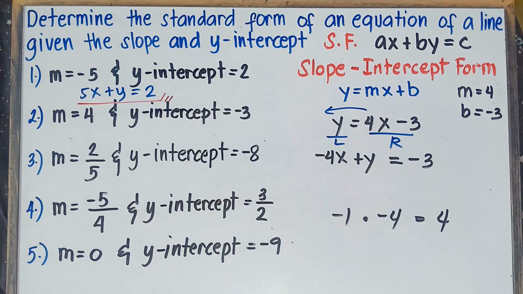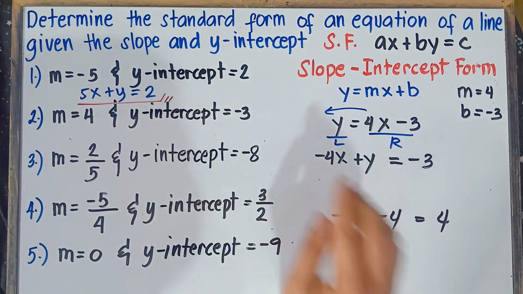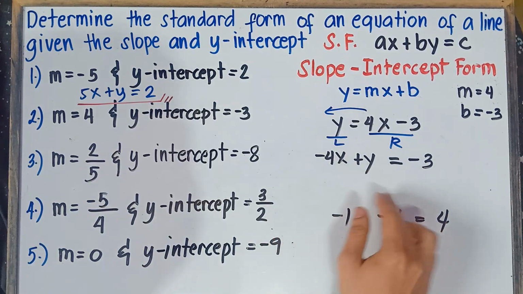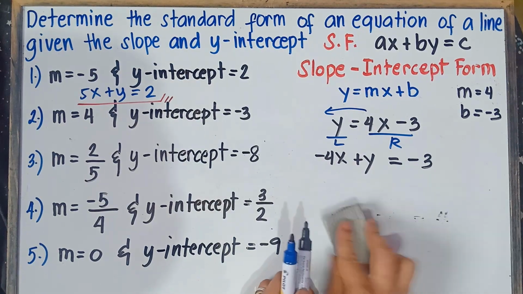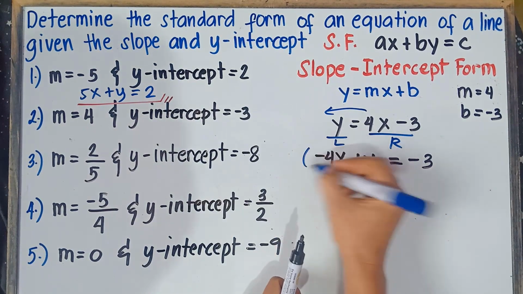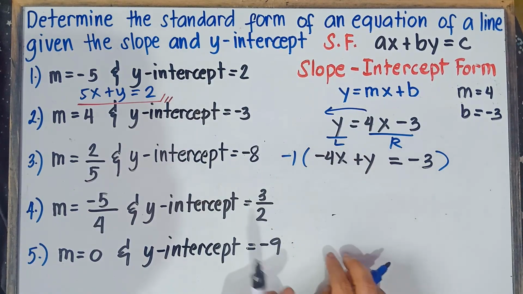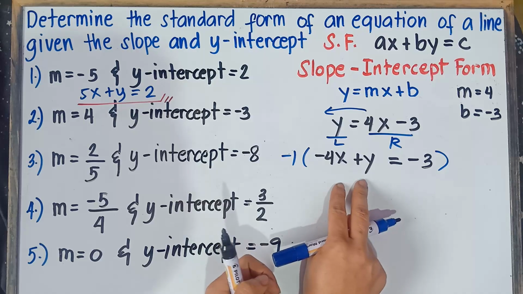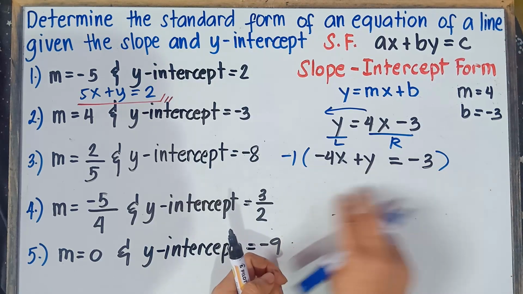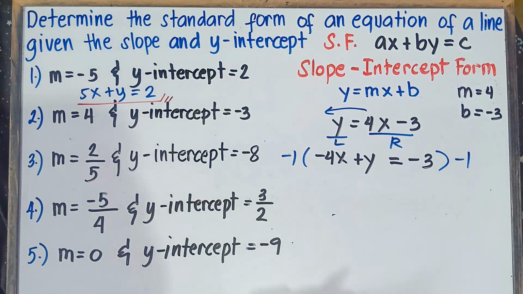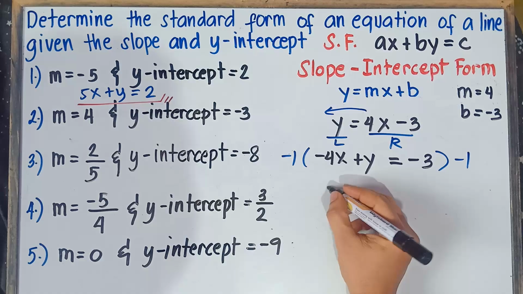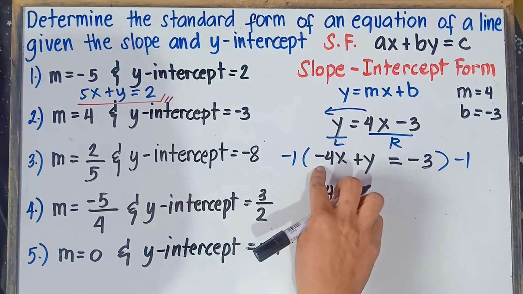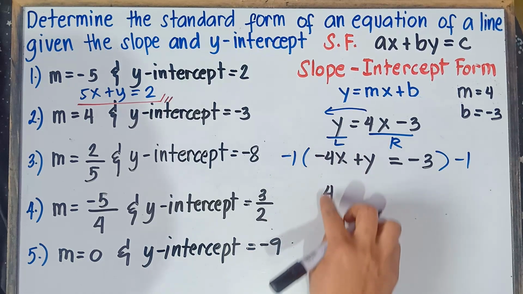So, once again, class, if the number before x is a negative number, you need to multiply both sides by negative 1, because negative times negative would be positive. So, simply multiply both sides by negative 1. Once you multiply negative 1 on the left, you also do that on the right to keep the equation balanced. So this will be negative 1 times negative 4, that would be positive 4. Negative times negative is positive. 1 times 4 is 4.